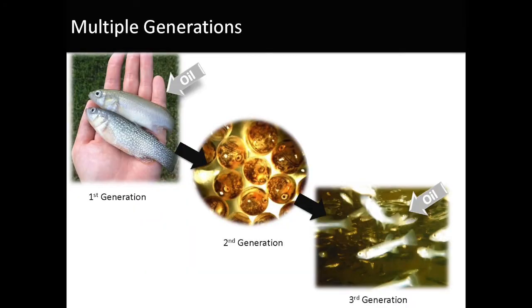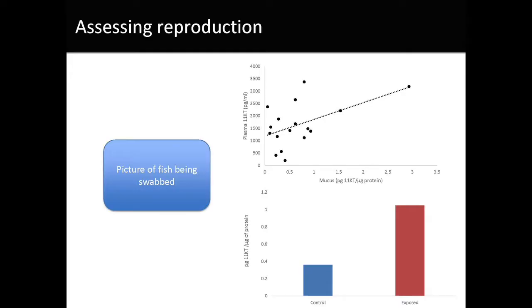And if we put the third generation in oil, are they going to have developed some sort of resistance? Are they going to be able to handle the stress of oil better than the generations before them? In order to answer all these questions, we're going to be looking at the success of reproduction in each generation. So, oops. That's supposed to be a picture of me swabbing a fish, but that didn't work. Must have sent the wrong one.